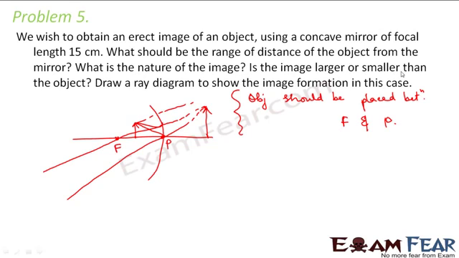Is the image larger or smaller than the object? The image is larger than the object. Draw a ray diagram to show the image formation in this case. I have already drawn that here. This line was drawn by mistake. Please try to plot all the ray diagrams yourselves so that you can get an idea how and where exactly the image is getting formed, right?